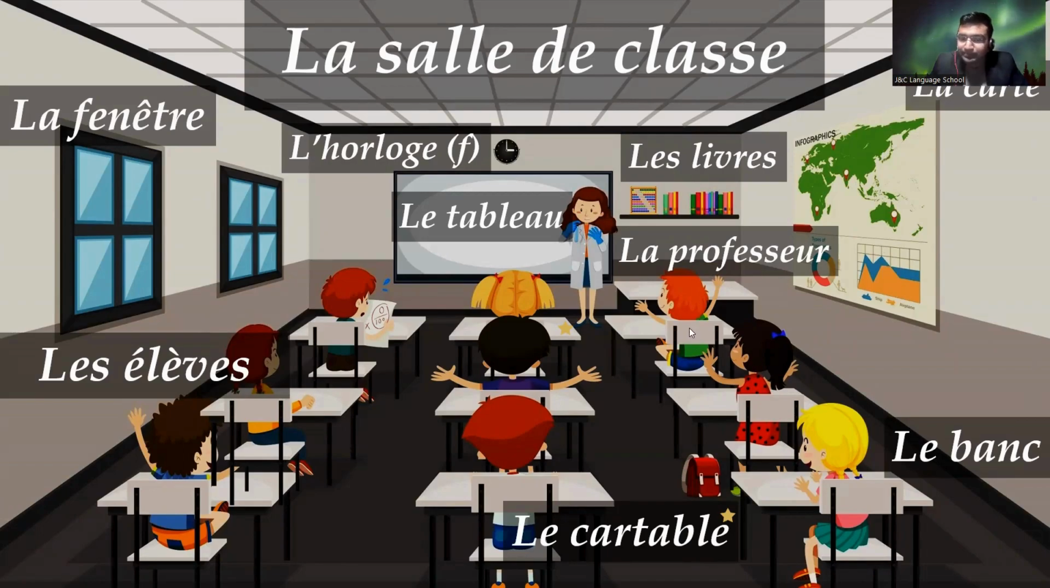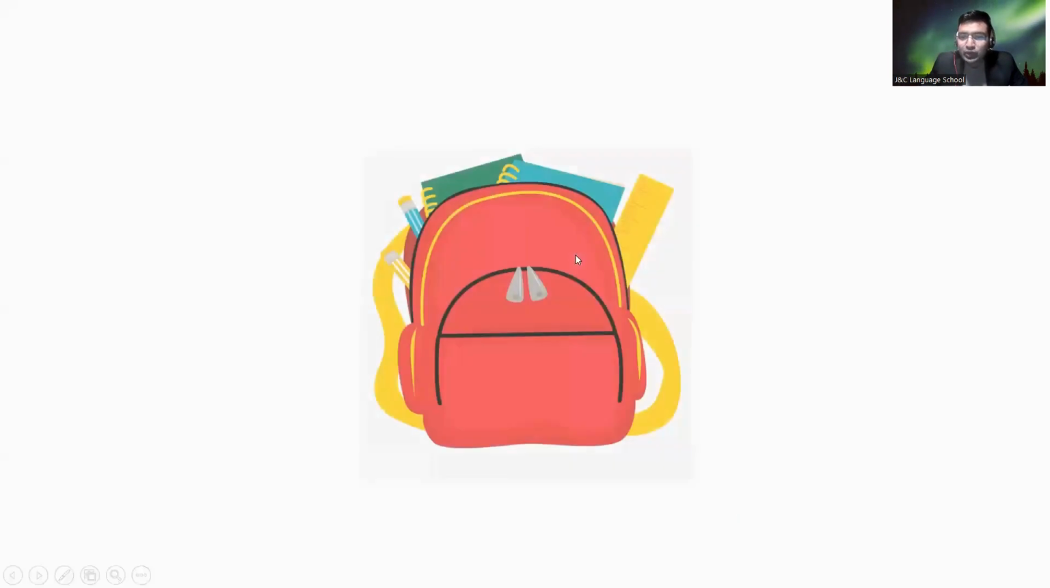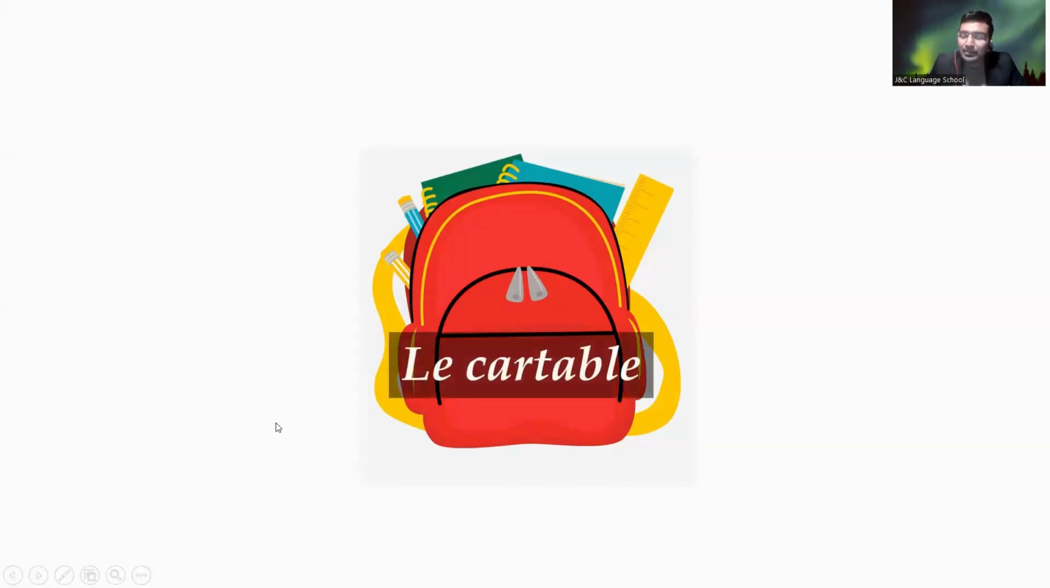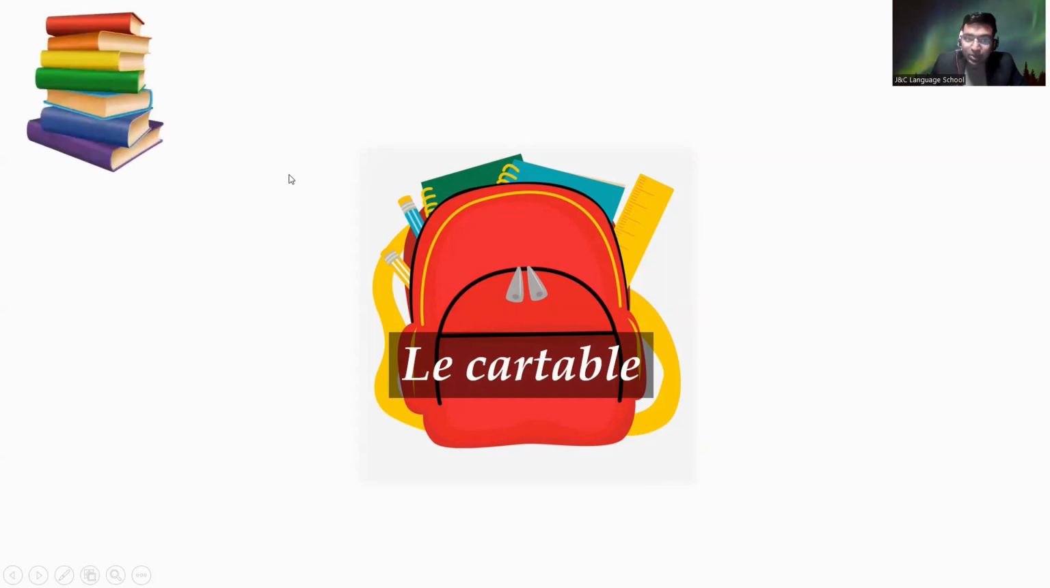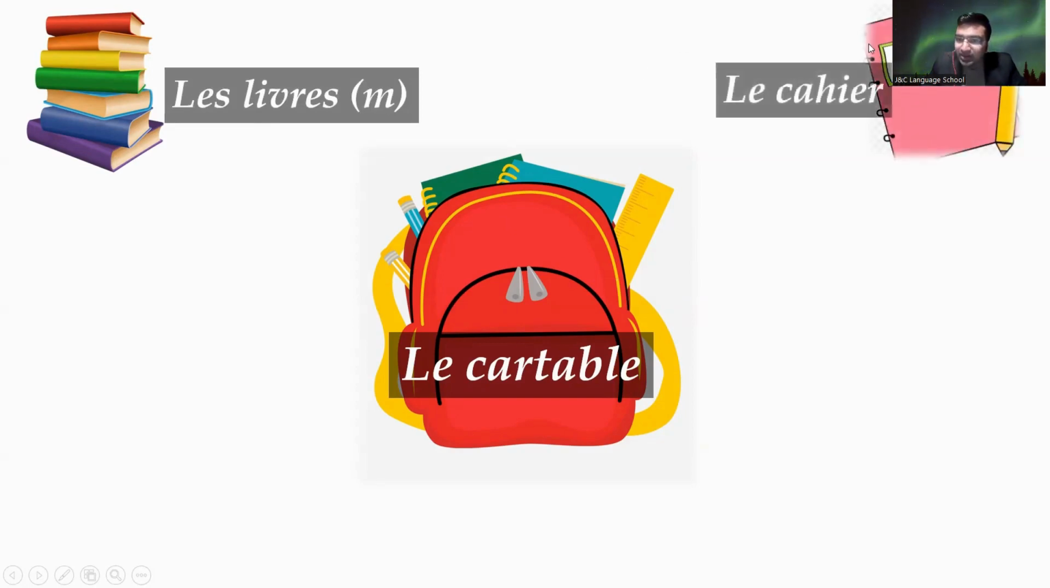Now, okay, let's understand what things do we keep in our school bag. So we say school bag, yes, le cartable. School bag will be pronounced as le cartable, and in school bag there are books. So we say books as les livres. We have notebook. We say notebook as le cahier.